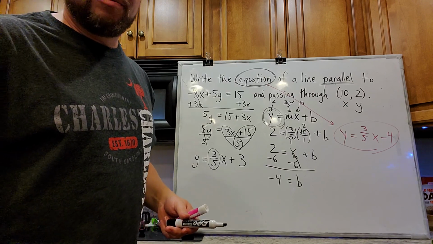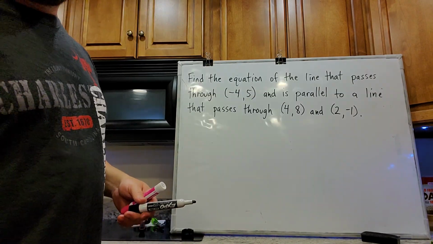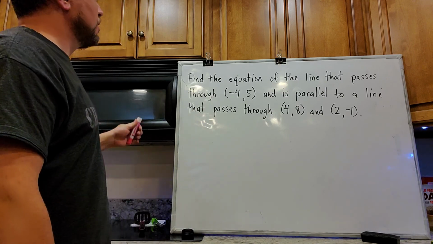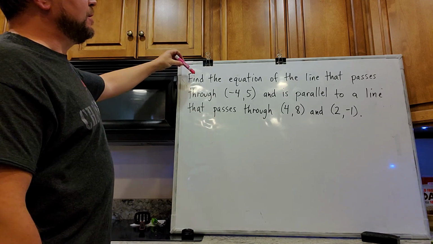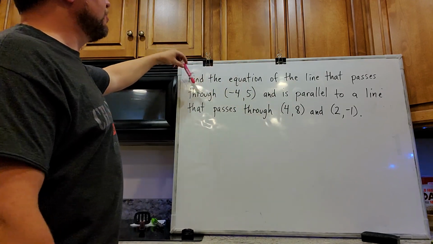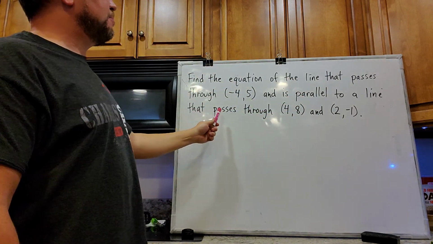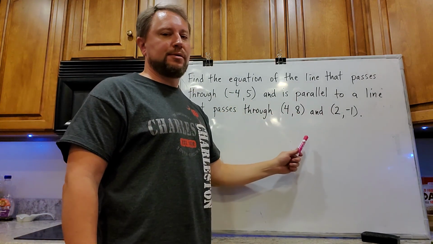Okay, I'm going to give you another problem to try. Okay, you can see up here is our new problem. This time they want us to find the equation of a line that passes through this point and is parallel to a line that passes through these 2 points.